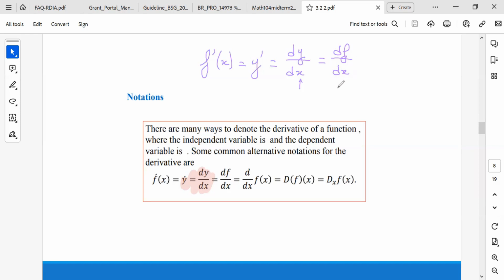So this notation is used mainly when we have several variables, so to denote to which variable we are deriving. We can also use the derivative of f of the variable x, or the derivative with respect to x of the function f. So all this notation can be used to denote the derivative function.